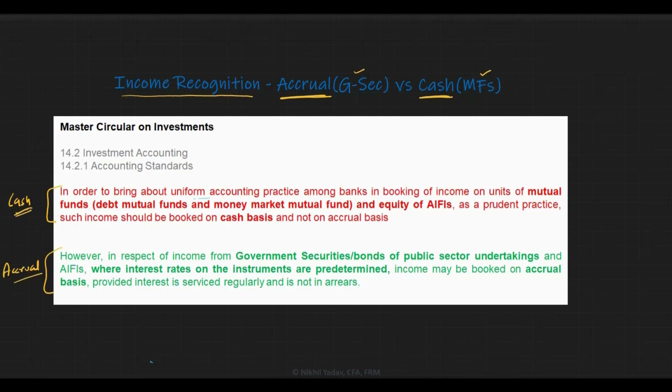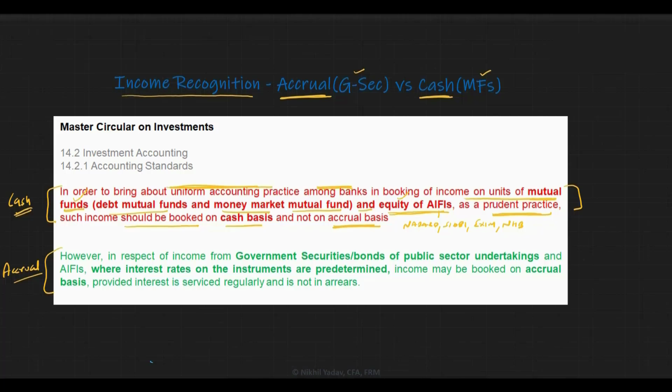For cash basis, let's see what the guidelines say. It says income on the units of mutual funds, debt mutual funds or money market mutual funds, and equity of AIFIs, which is All India Financial Institutions. This includes NABARD, SIDBI, Exim Bank, and NHB. So in case of mutual funds and equities of AIFIs, income should be booked on cash basis and not on accrual basis. And this was done as a prudential measure and to bring uniform accounting practices amongst all banks.